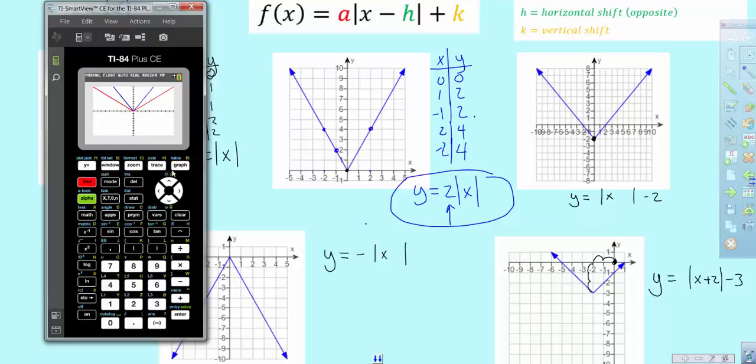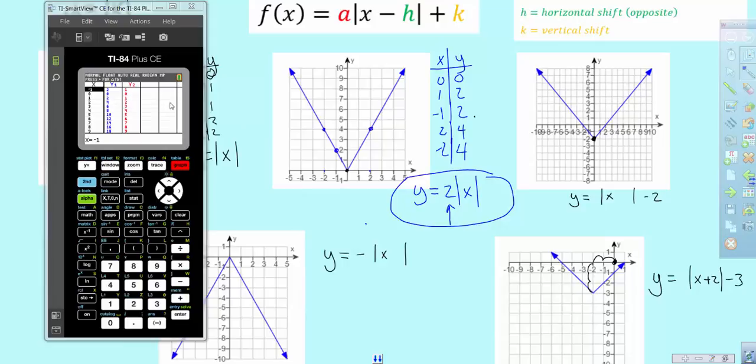But what we really care about is the table. These numbers right here are what we really care about. Because with these numbers, we can come back over to this graph and say, okay, 0, 0 is an ordered pair, 1, 2 is an ordered pair, 2, 4 is an ordered pair, 3, 6 is an ordered pair, and that will allow you to connect the dots and draw the line or identify the graph of that particular function. So that's working with vertical stretch and utilizing our technology hand in hand.